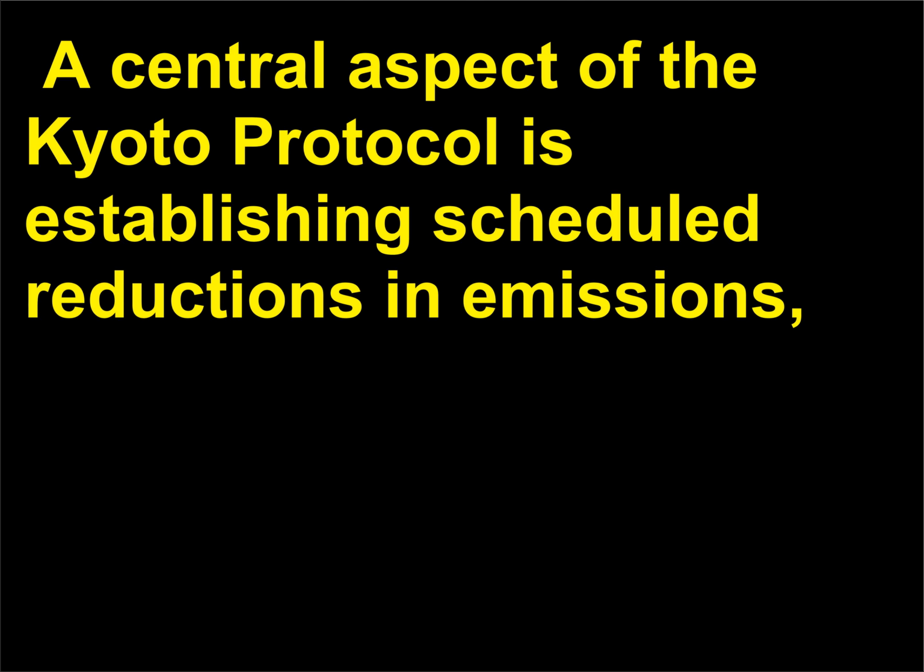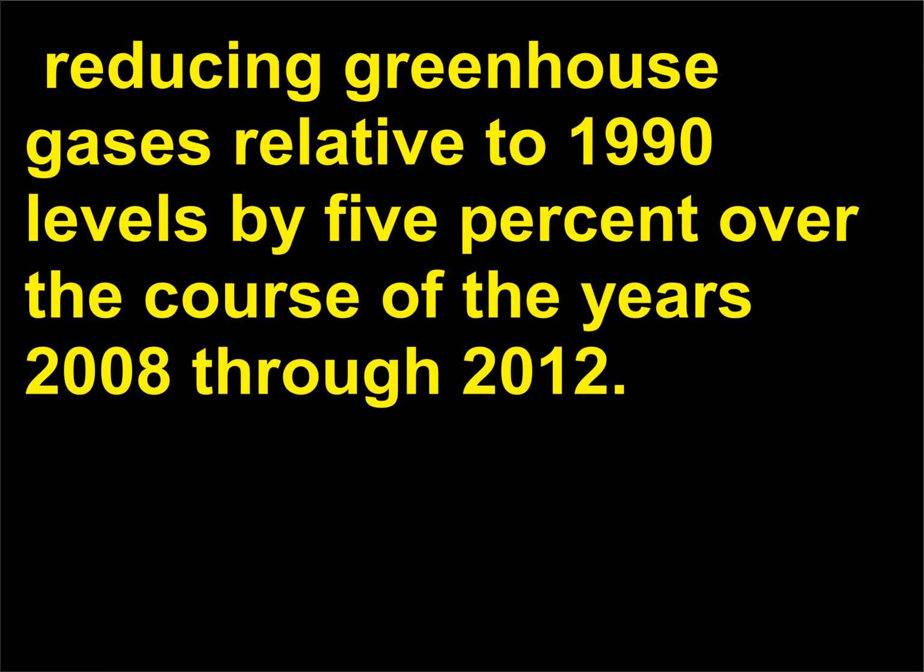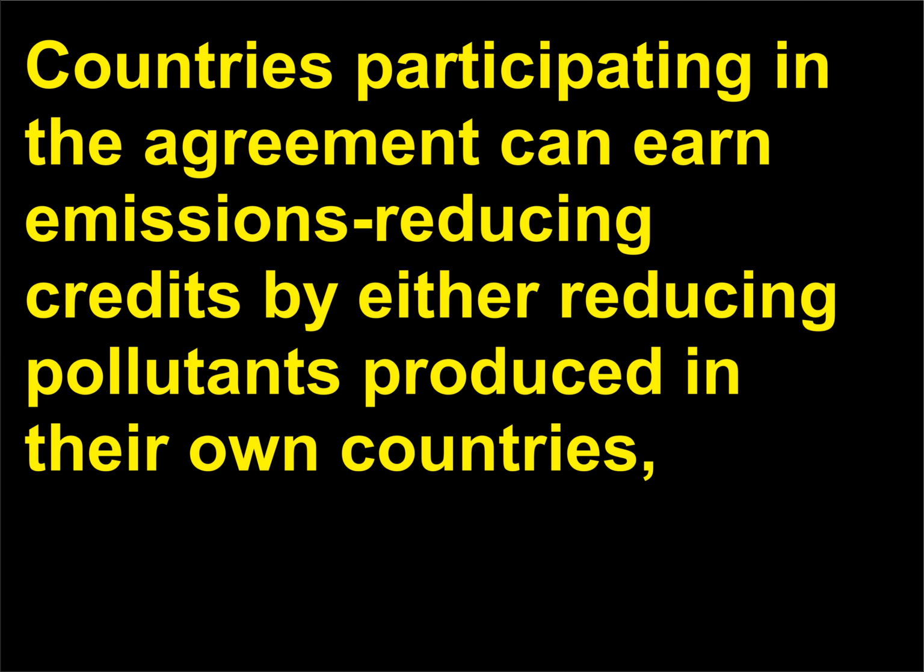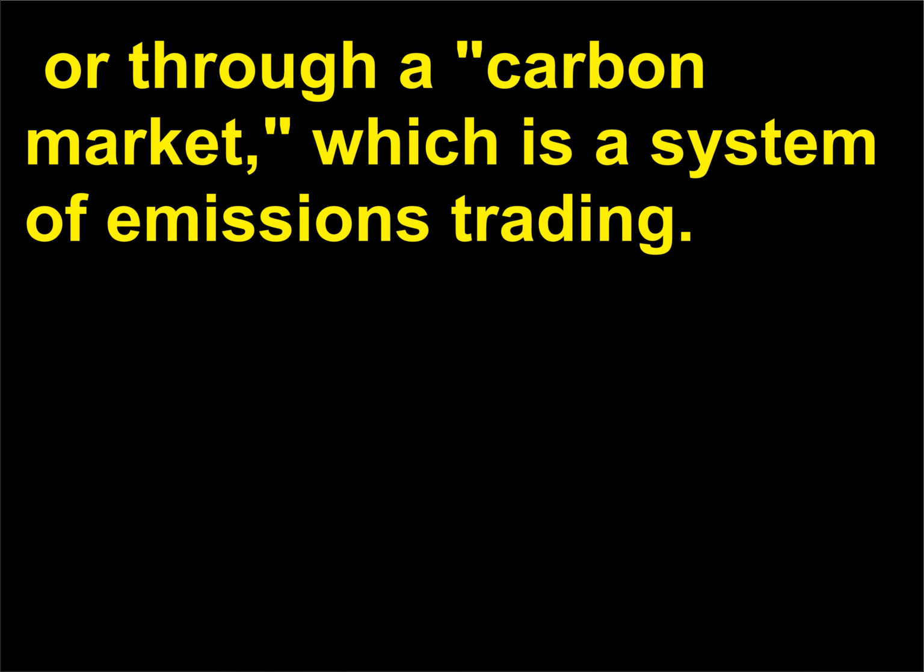A central aspect of the Kyoto Protocol is establishing scheduled reductions in emissions, reducing greenhouse gases relative to 1990 levels by 5% over the course of the years 2008 through 2012. Countries participating in the agreement can earn emissions-reducing credits by either reducing pollutants produced in their own countries or through a carbon market, which is a system of emissions trading.